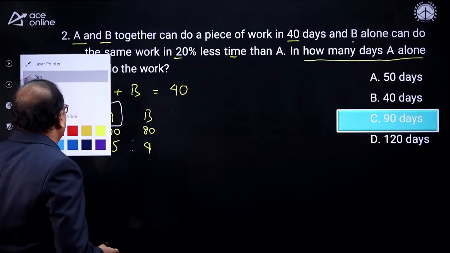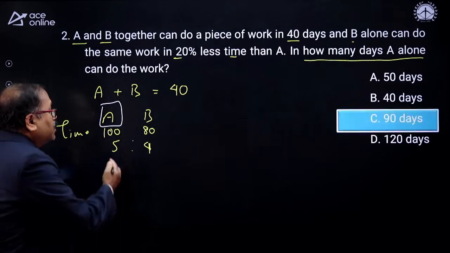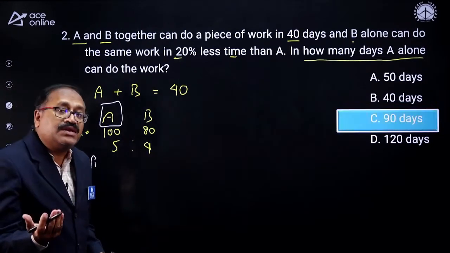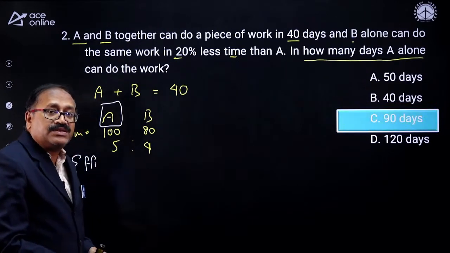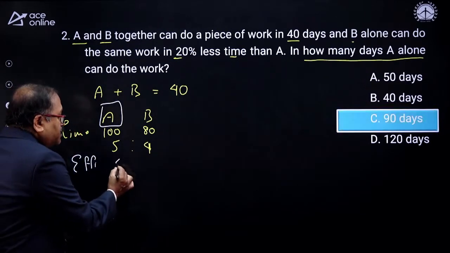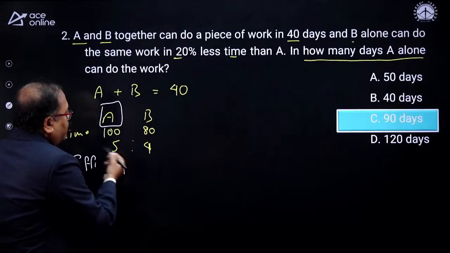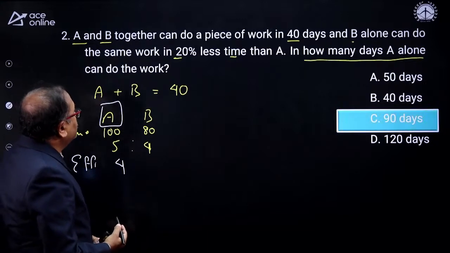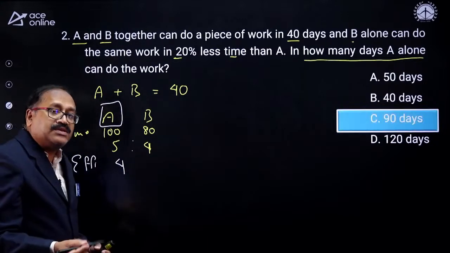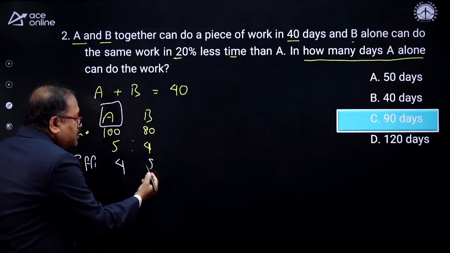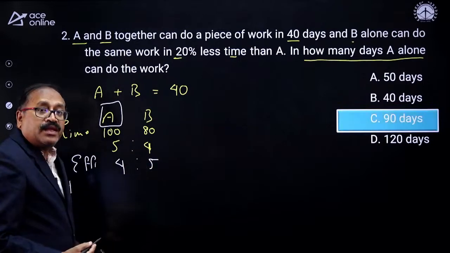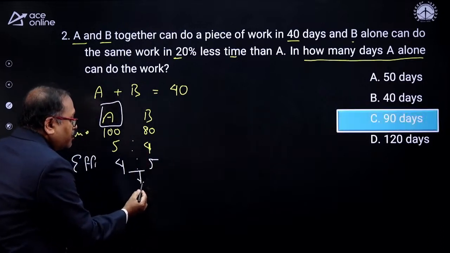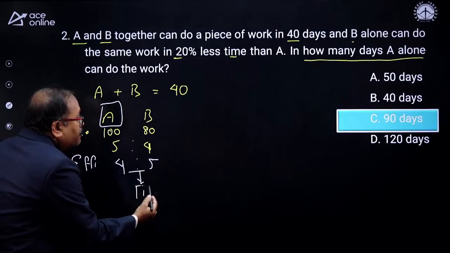So let's learn from Sai for this question. A and B together, do we know the efficiency ratio? The reverse of the days ratio is the efficiency ratio. We can work it out with the days ratio also, but at the same time we can work it out with the efficiency ratio. Look at this one. The efficiency is 5:4. So what part of the efficiency does B have more? B has one part more.